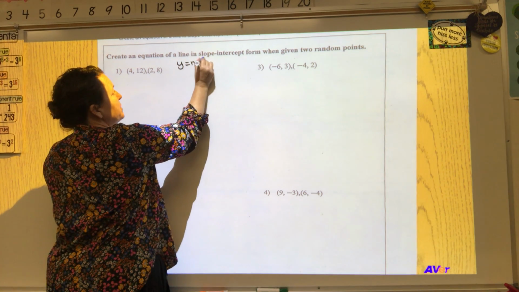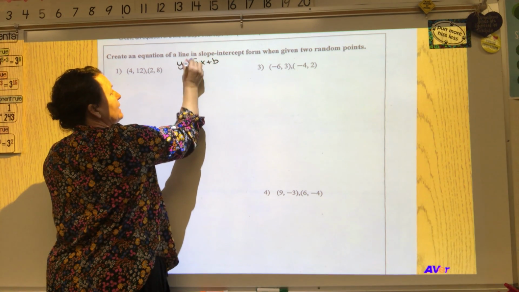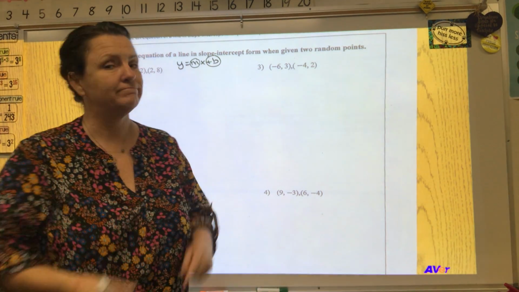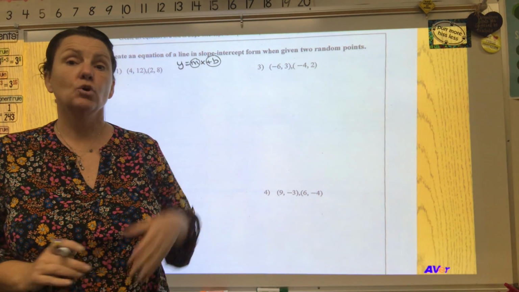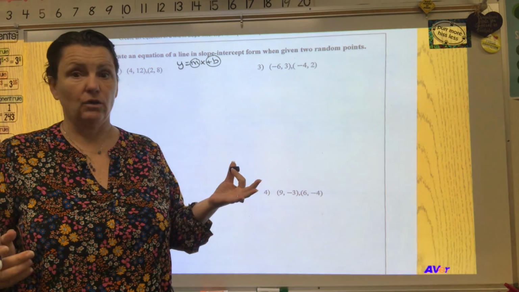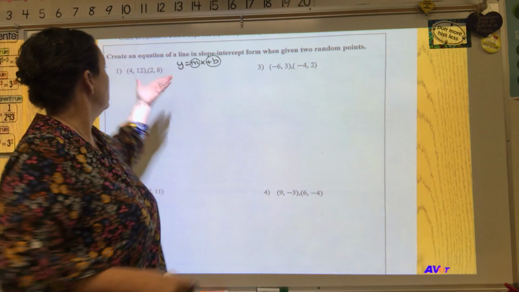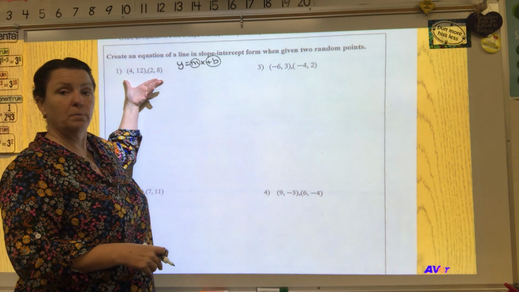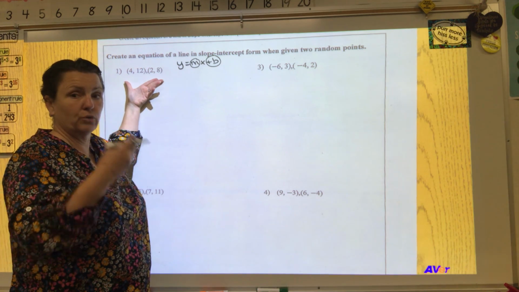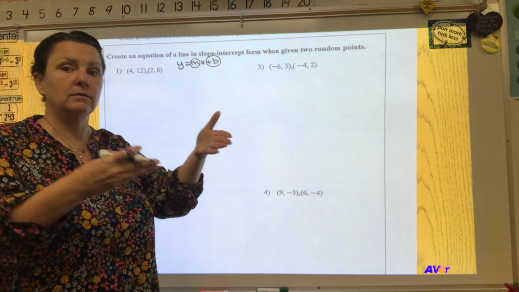Y equals mx plus b. I need m and I need b. If I have m and I have b, I can create a line. So we're going to have to find one of these ingredients because we don't have any ingredient right now. I need m and b. Nothing up here says m or slope. Nothing up here says b or y-intercept. We are literally given no ingredients to create the line.